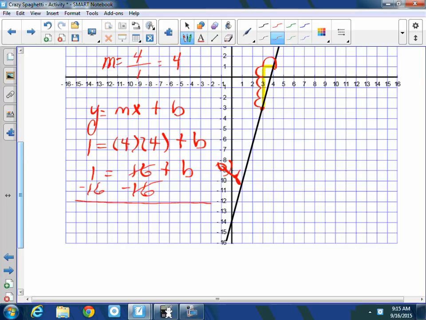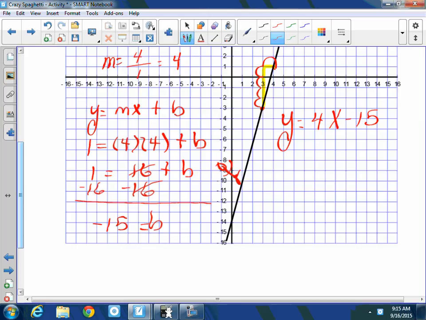All right, that would be 0. And what is b? Negative 15. So even though it looks like it's 14, it's really negative 15. This is why you absolutely need to do this, okay? So what's the equation of the line? y = 4x - 15. Positive slope, negative y-intercept.